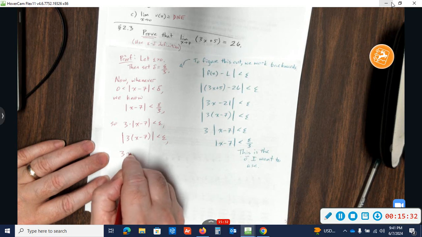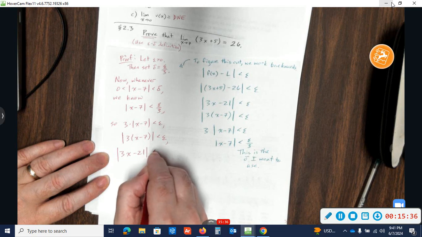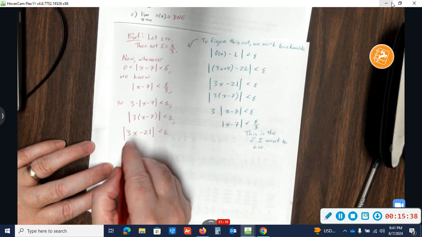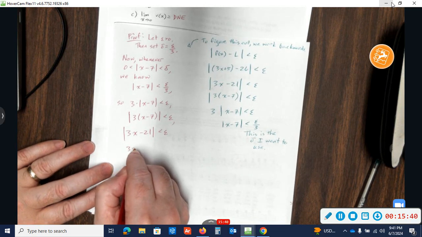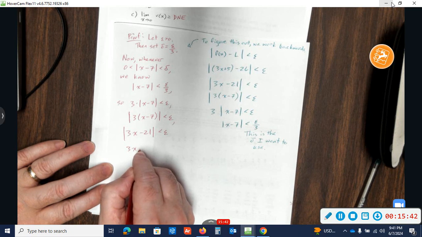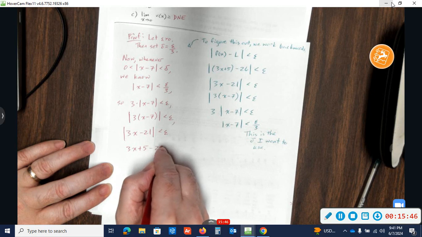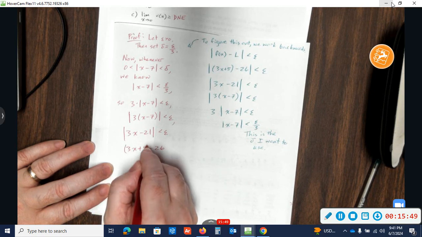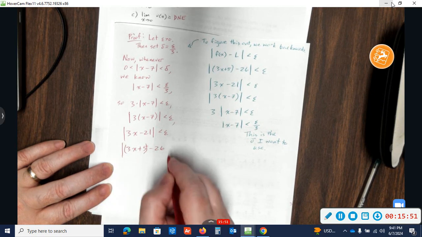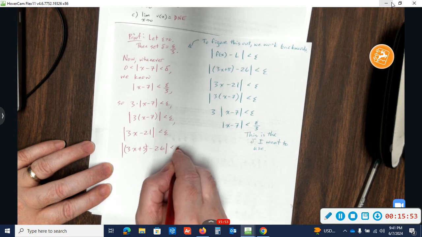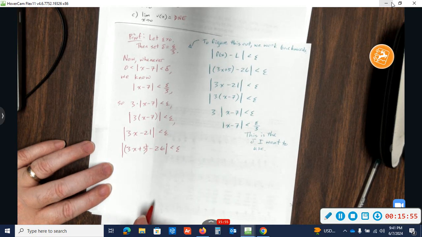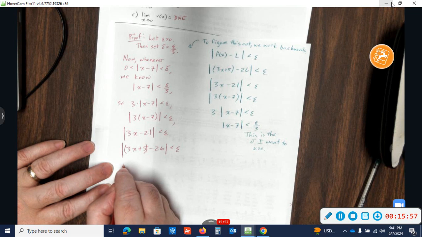This is 3x minus 21. And 3x minus 21 is 3x plus 5 minus 26 inside that absolute value, as required.